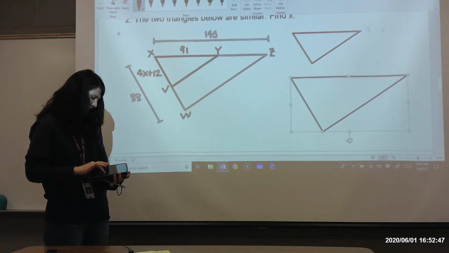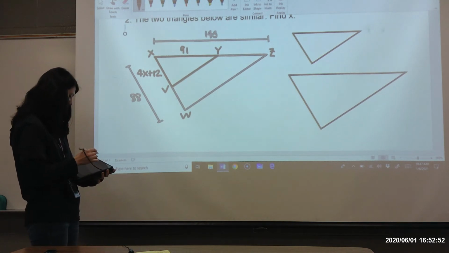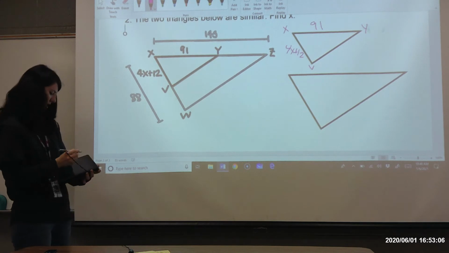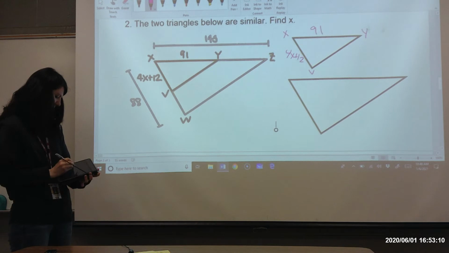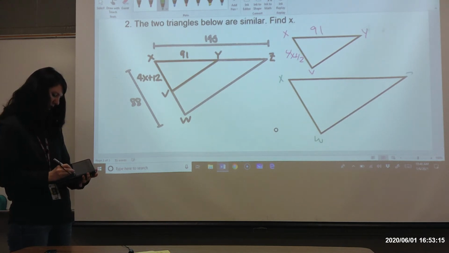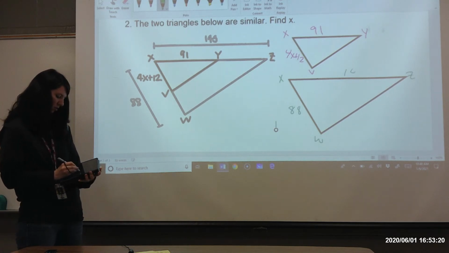Okay, so I'm going to fill in the information that we know. In this small triangle it's X, V, Y, and it's got 4x plus 12 on one side and 91 on the other side. And then in the bottom triangle here, it is X, W, Z. And we've got 88 on one side and 143 on the other.